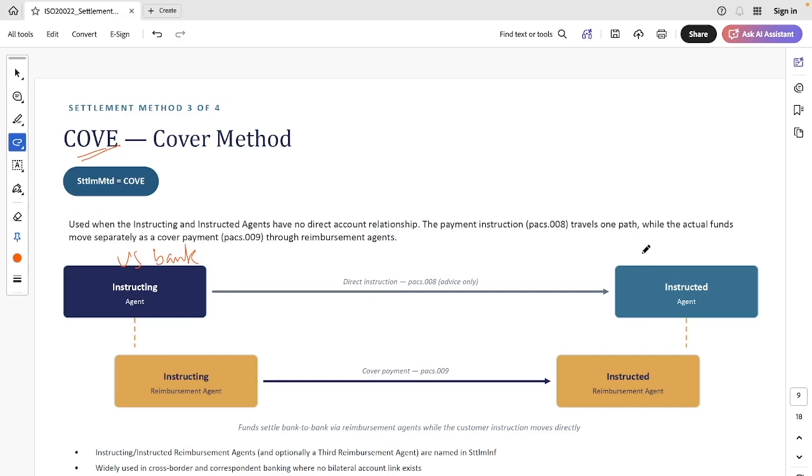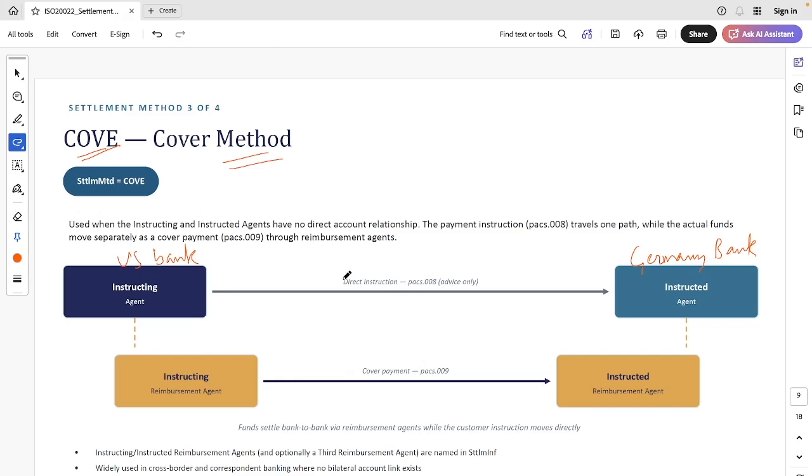Let's assume this is a bank in Germany. Now, the two banks may be able to exchange payment instructions directly, but they may not maintain accounts with each other. So how will the money actually move? This is where the cover method comes into the picture.